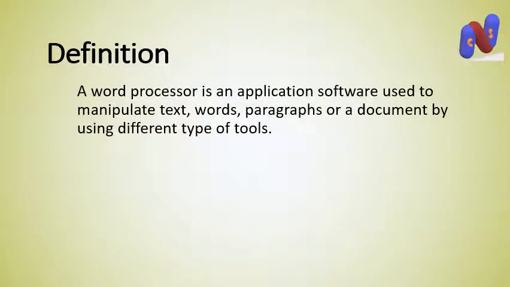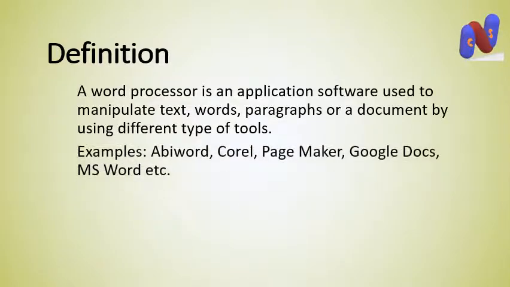Now, definition. A word processor is an application software used to manipulate text, words, paragraphs or a document by using different types of tools. For example, Abbyy Word, Corel, PageMaker, Google Docs, MS Word, etc.